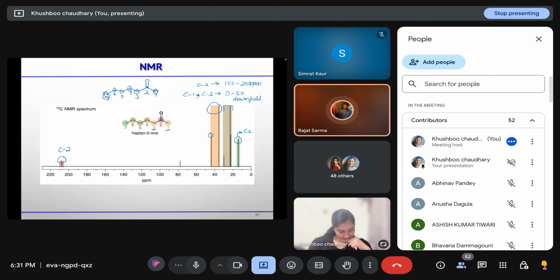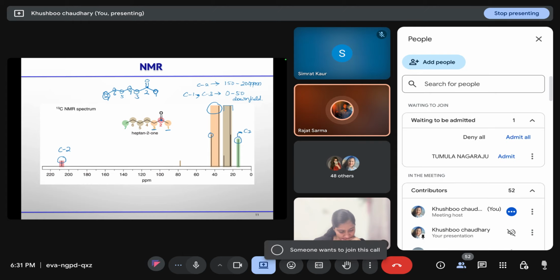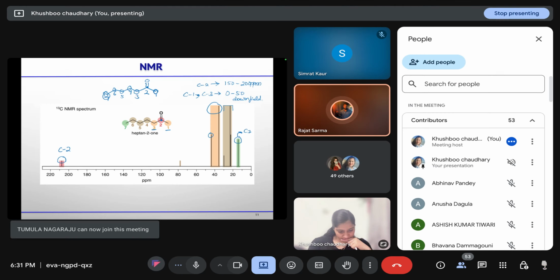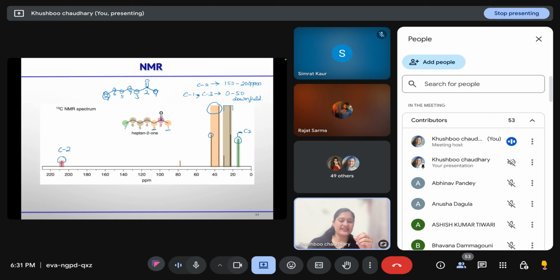Ma'am, in the spectra, carbon 2 should come around 150 to 200 ppm, right? But the carbon 2 signal is coming beyond 200. Is it more deshielded? Yeah, that depends on the molecule also. This is the carbonyl carbon. The region is from 150 to 220, but in the classification we consider it from 0 to 200. Okay, ma'am. Carbonyl carbons can come up to 220.